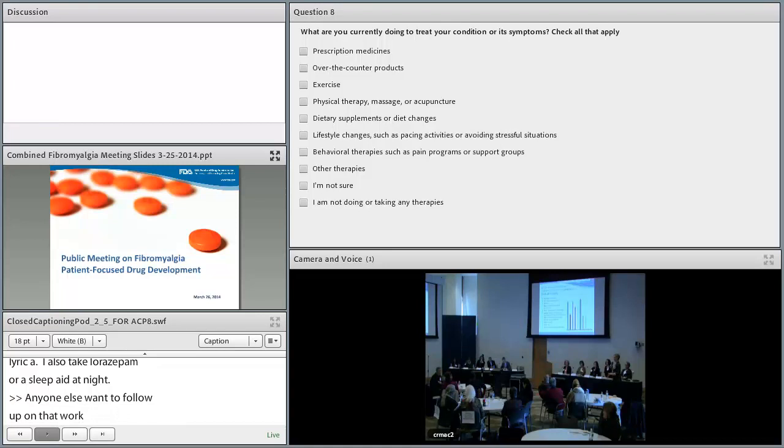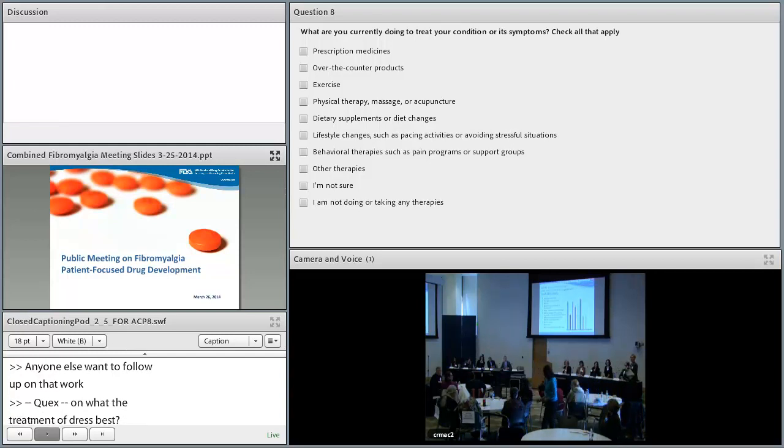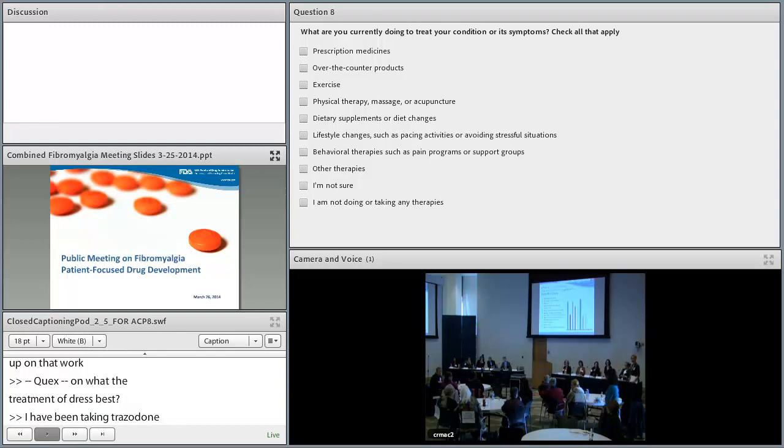On what these treatments address best? Okay, over here. I've been taking trazodone since almost the beginning of my diagnosis, and it helps me sleep. I really don't have any sleep problems because of that. Anyone else? Okay, we've got a couple here. We'll go in the back, and then we'll go to Elizabeth and Shay.